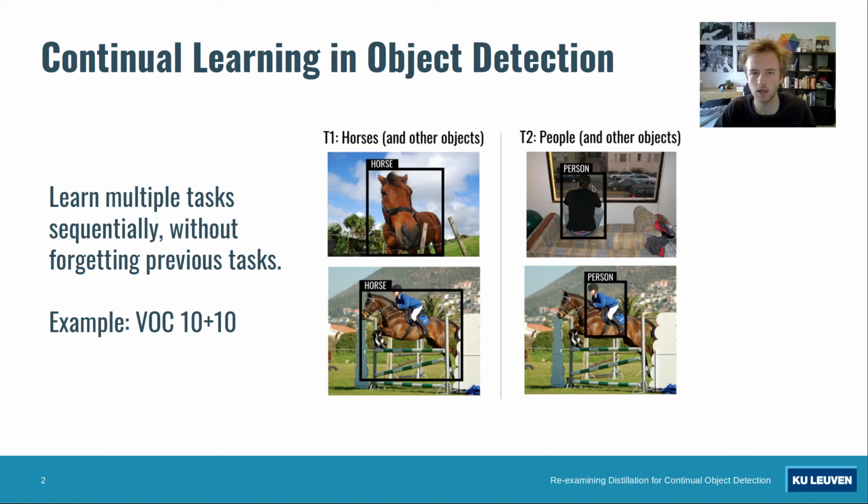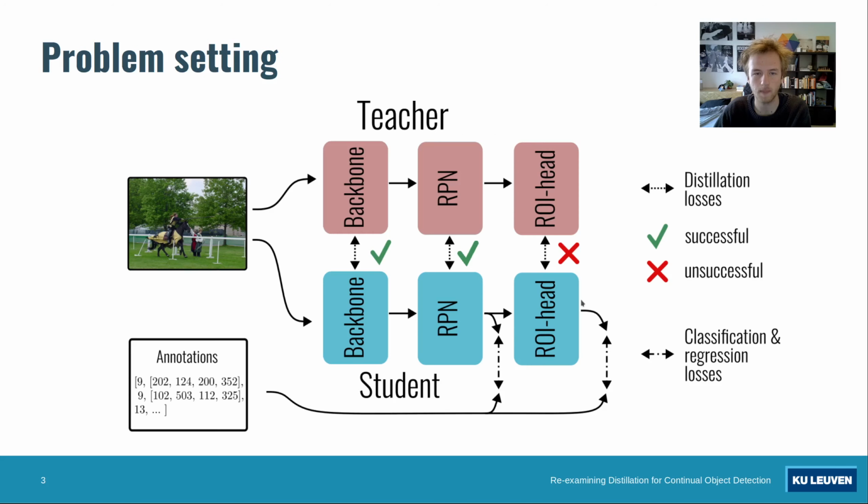Now, something that can't happen in continual object classification is that you see the same image during different tasks. For instance, the image with the horse and the person on the bottom, you will see in the first task with an annotation for the horse, and in the second task with the annotation for the person. We'll see later during the presentation that this is actually the source of one of the major issues in the distillation of continual object detection models.